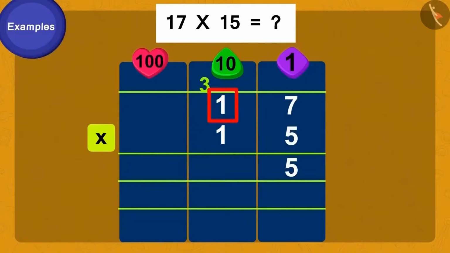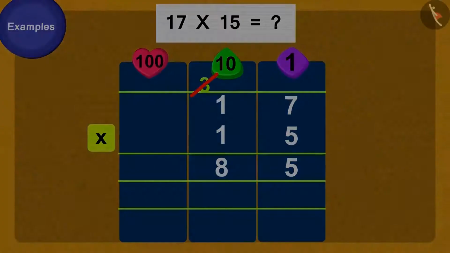Now we multiply 1 of 17 by 5 of 15. Got it? 5. But we also have 3 of the previous carryover. So what shall we do now? We will add 3 and 5 to find the answer. Done? 8. We will write it like this. Now we will cancel the carried over 3 so that we don't make the mistake of counting it again.